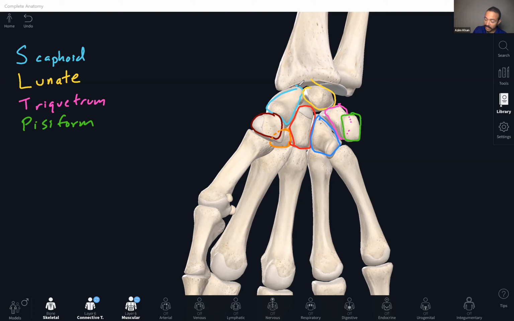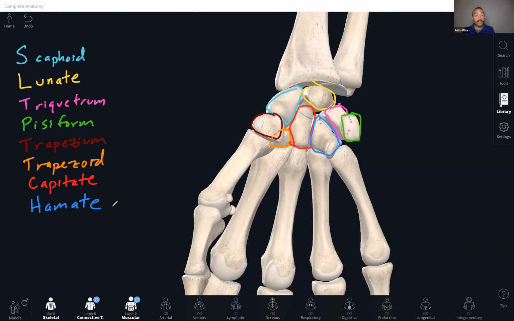The one in the dark red, most lateral, is trapezium. The one in orange next to it is trapezoid. The red one is capitate. And then the blue one is hamate.